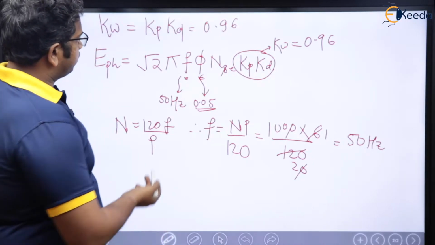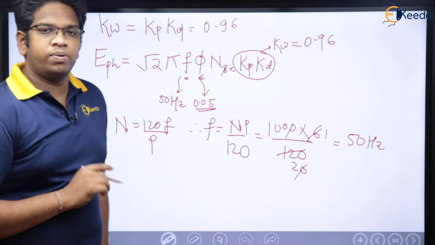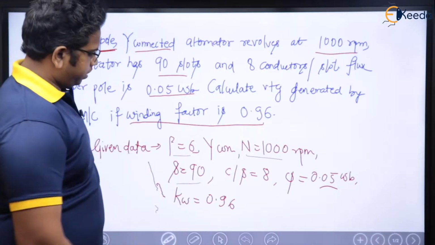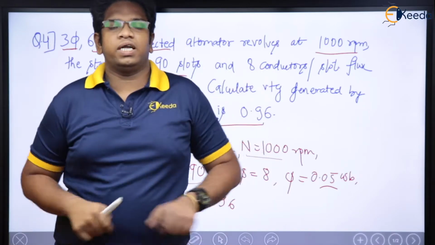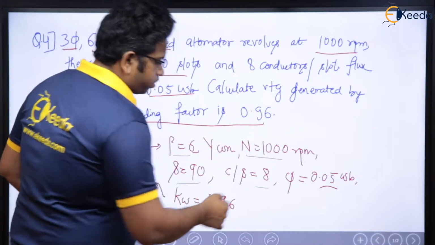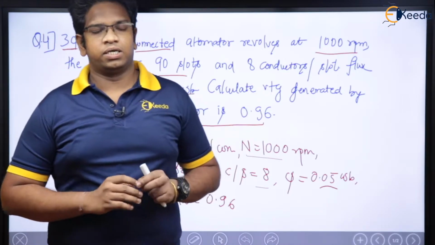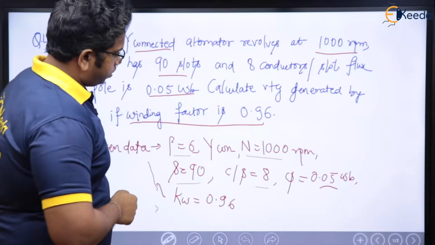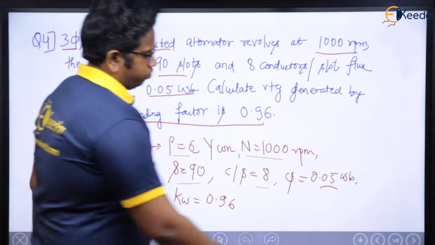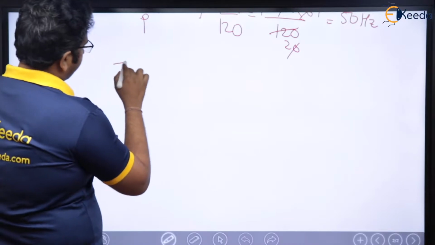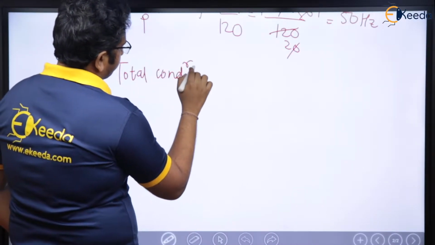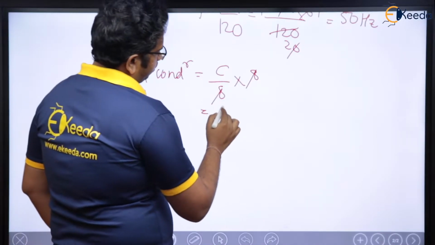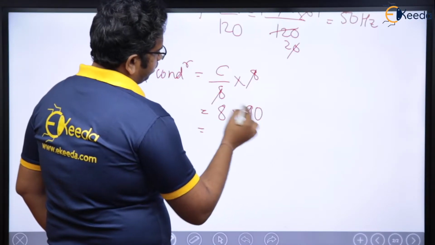What else do we want? Only we need Nse. What is Nse? Nse is the number of series turns. Let us see. Total slots are 90. In each slot you have 8 conductors, which means the total number of conductors will be conductors per slot multiplied by the number of slots. Total conductors is going to be 8 multiplied by 90. How much is 8 into 90?